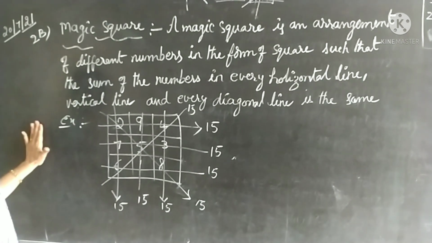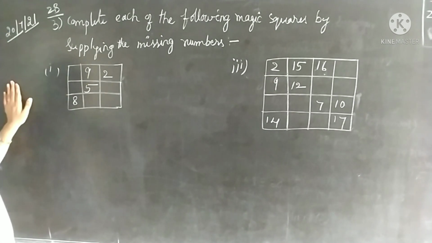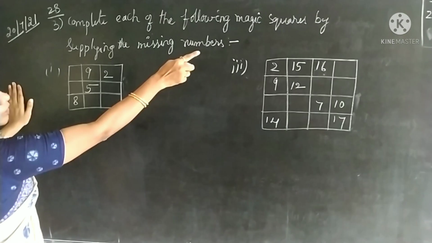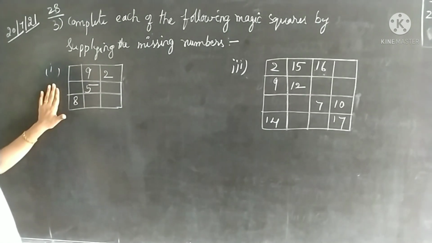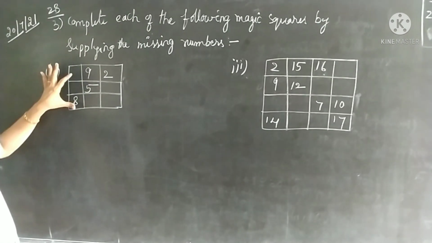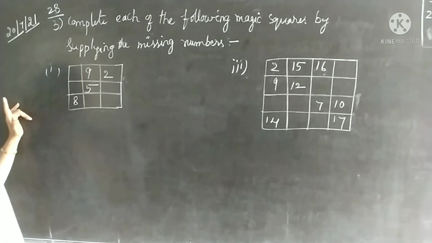Now we will see some problems on this one also. Okay. Now see the next problem in patterns. Complete each of the following magic squares by supplying the missing numbers. Okay. Here they have given some magic squares with missing numbers, and we have to fill in those numbers here. What we have learned in the magic square?